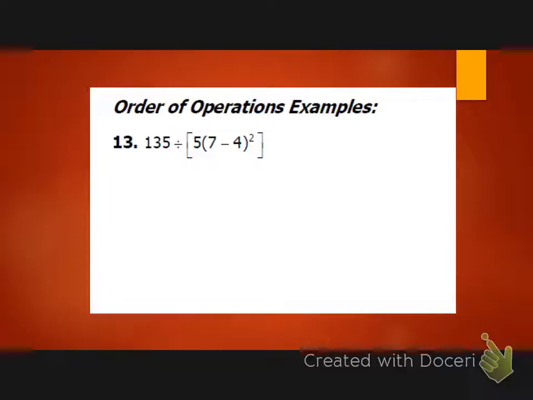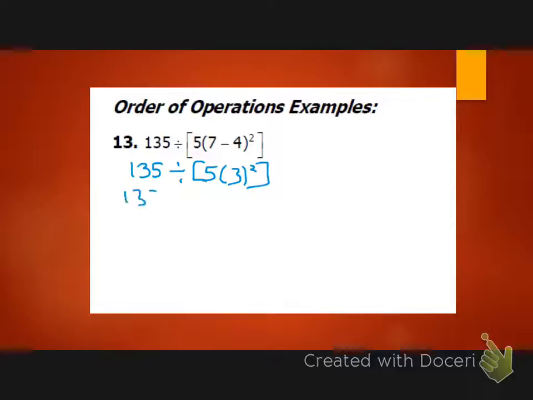When we're looking at the high school level of order of operations, it's a lot more difficult, but you're still following the same steps. Yes, there are more steps, but if you just follow them, you're going to get to the right answer. Following our PEMDAS, we're going to do what's inside the parentheses first. So we have 135 divided by, let's do our inside parentheses first. 7 minus 4 is going to be 3, and then that's squared. Still working from the inside out, we're going to do that 3 squared.